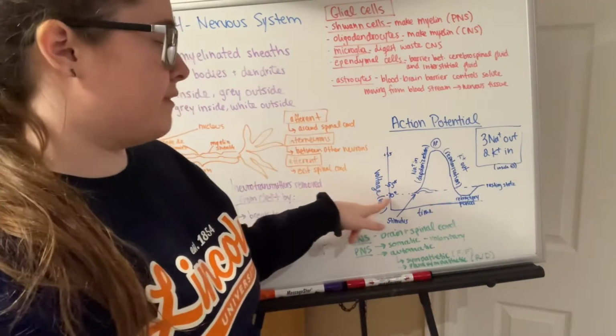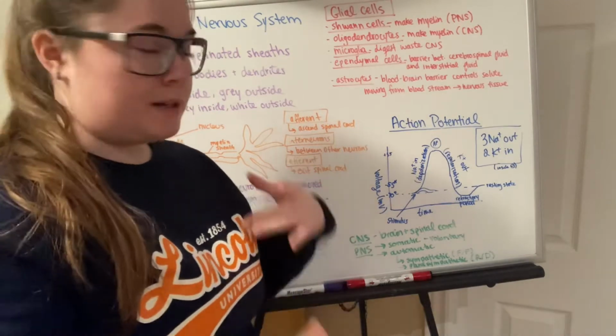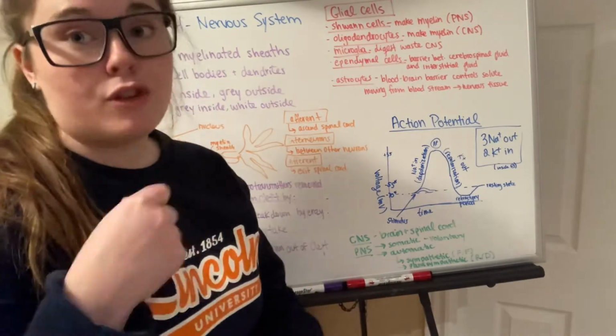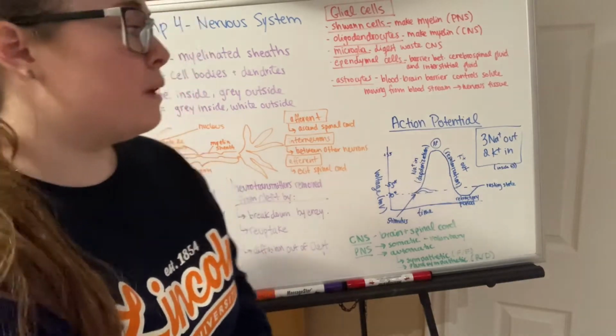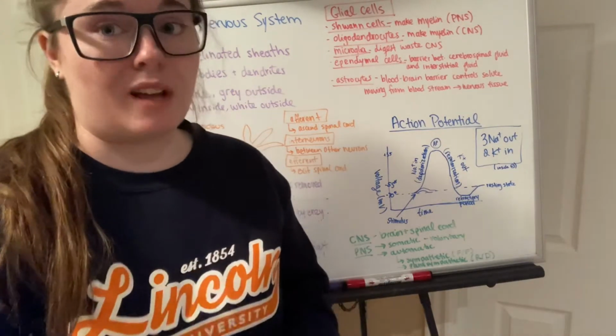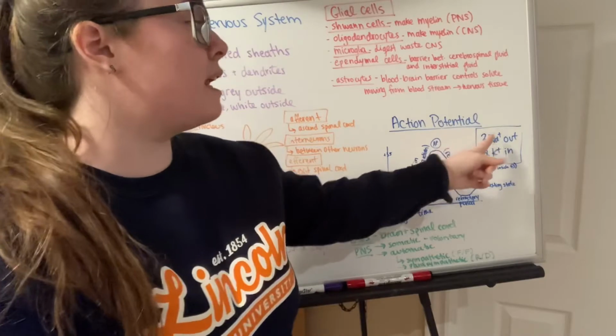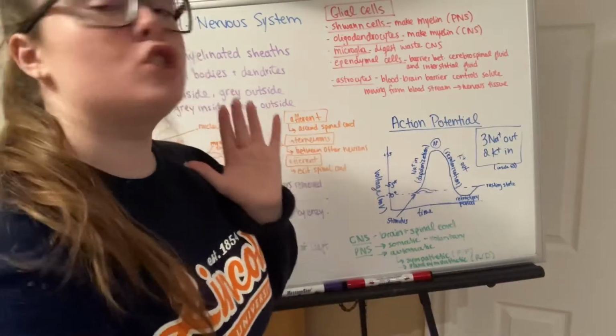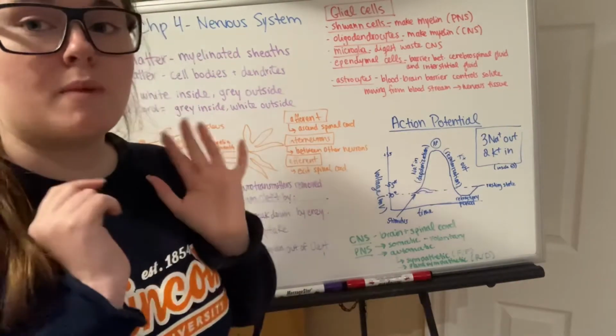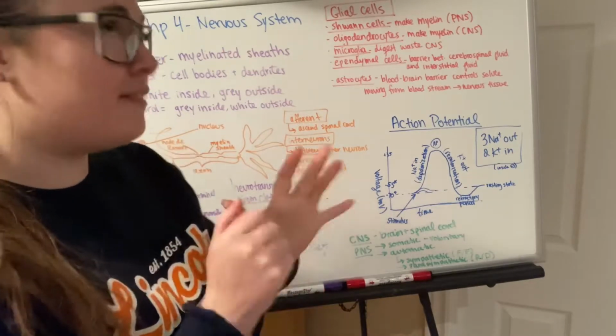Okay, so negative 70 millivolts is the resting membrane potential, and that is maintained by the sodium-potassium pump, which keeps the inside of the cell relatively negative. It takes 3 Na+ out of the cell and brings 2 potassium in, which is why the inside of the cell is relatively negative.